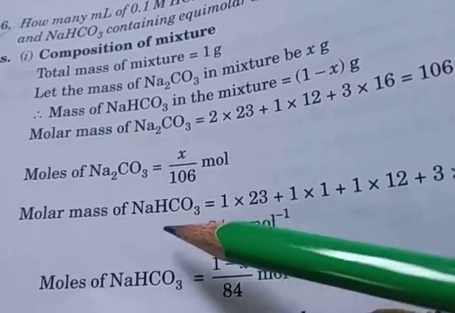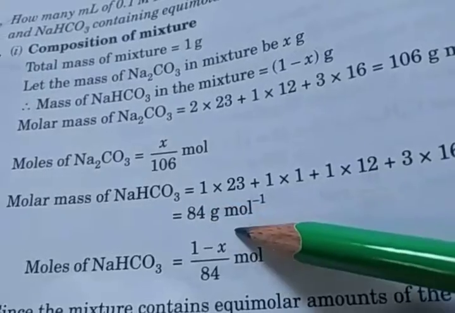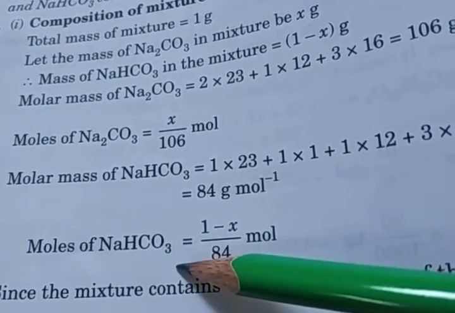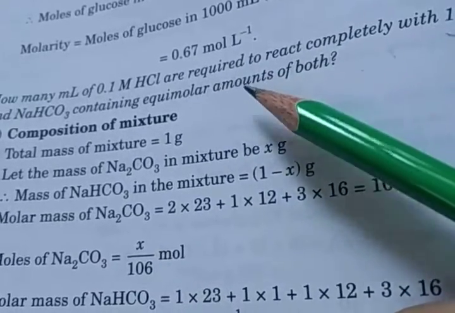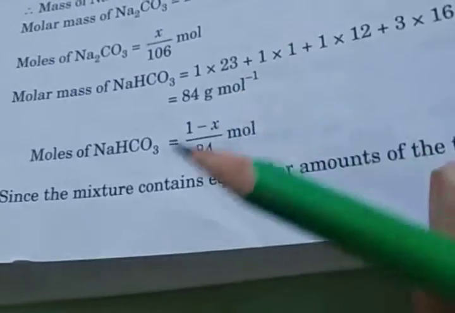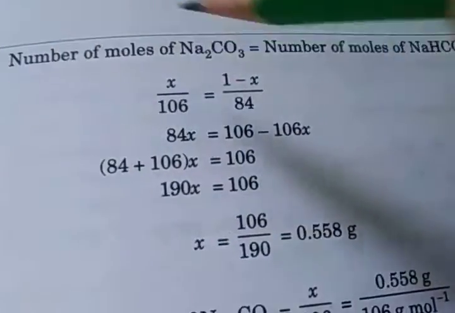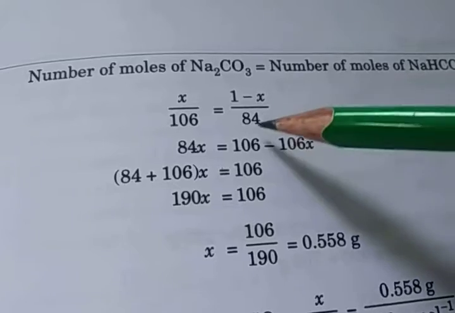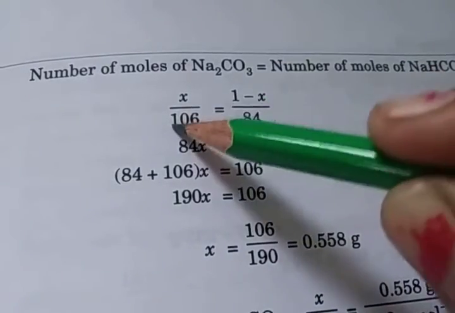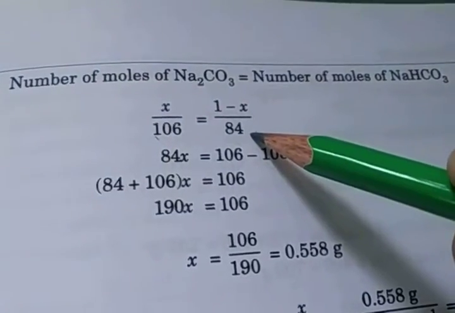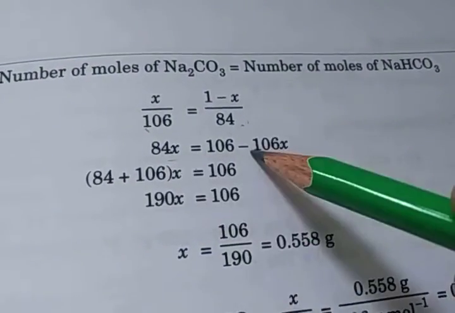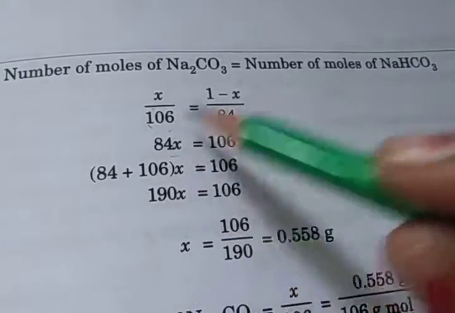And the molar mass of sodium bicarbonate is 84 gram per mole, so moles of sodium bicarbonate is 1 minus x divided by 84. The question says equimolar amounts of both, so x upon 106 is equal to 1 minus x divided by 84. One side is the number of moles of sodium carbonate and the other side is the number of moles of sodium bicarbonate.